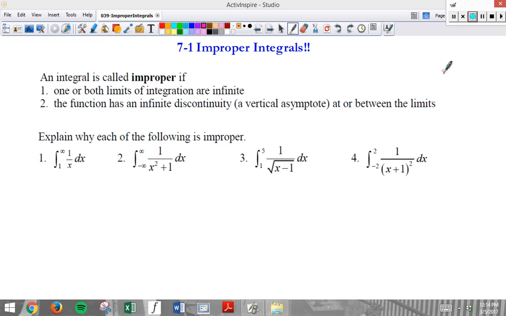So, improper integrals. What will make an integral improper is if A, we can call this type 1, one or both of the limits of integration are infinite, or B, the function has an infinite discontinuity. What does that mean? A vertical asymptote at or between the limits. If we go right down the list, the type 1 should be easy to spot. Oh, this is improper, and this is improper. These both have infinite limits.